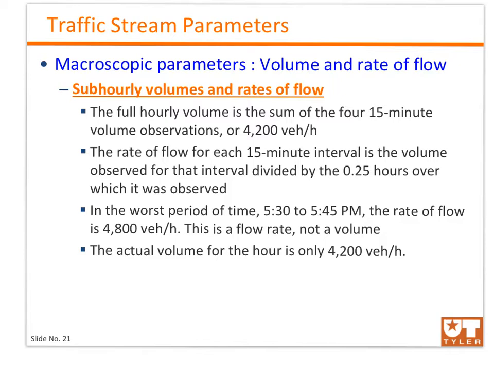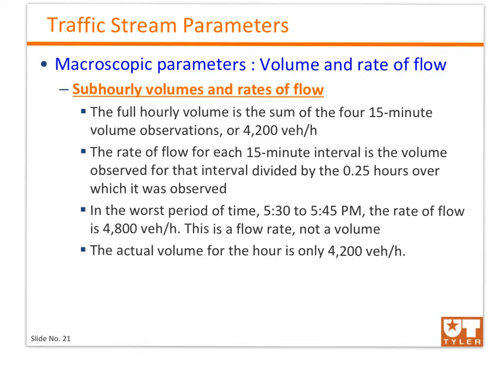So I think this slide here summarizes what we already talked about. In summary, the full hourly volume, the sum of the 15 minutes, was about 4200 vehicles per hour. The rate of flow for each 15-minute interval is the volume observed for that interval divided by 0.25 hours. Why? Because 0.25 is 1/4 of an hour, or we multiply the flow in 15 minutes times 4, and that will give us an estimate of the flow rate for the entire hour.